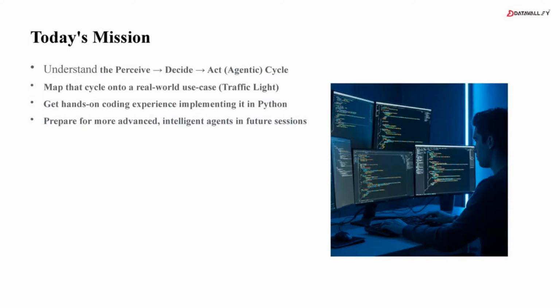First, we'll understand how this agentic cycle works: perceive, decide, and act. And of course, environment is also involved in that cycle. Next, we will look at a real world use case. Here, I am going to take a traffic light as the use case, which might seem simple, but it perfectly illustrates agent behavior. On that use case, we are going to talk about building our agent.